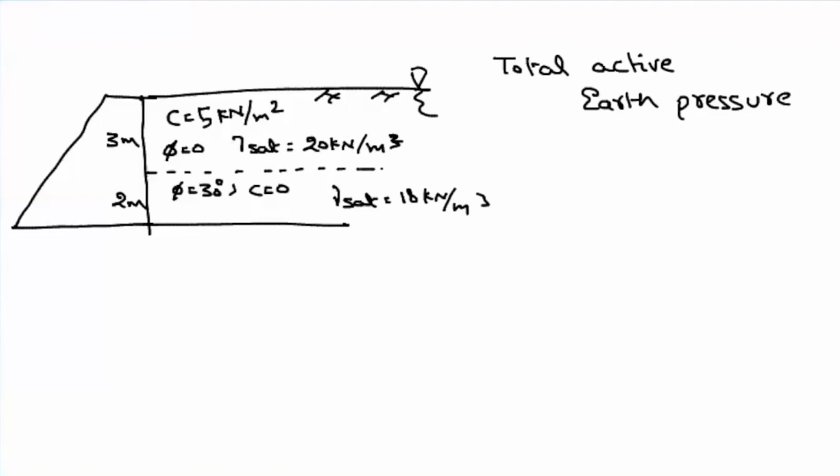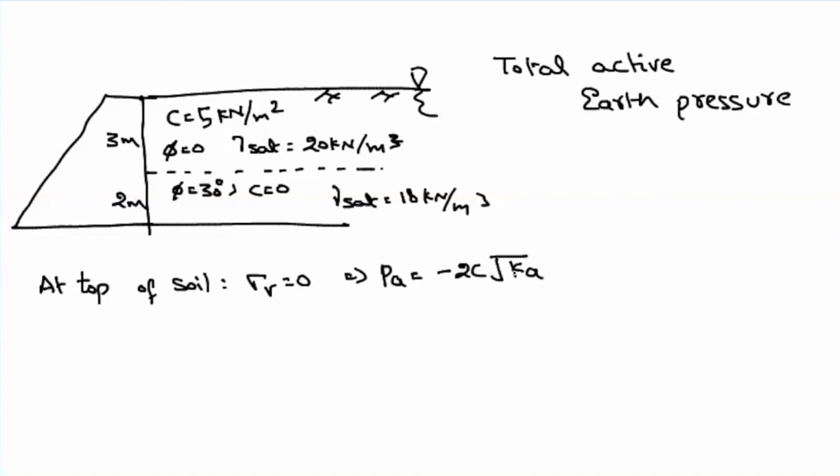Okay. First, let me find out at the top of the soil, what is the vertical stress? Vertical stress will be equal to 0. That implies whatever your active earth pressure, that will be equal to, if you remember, minus 2c into root K. Why? Because vertical stress is equal to 0.